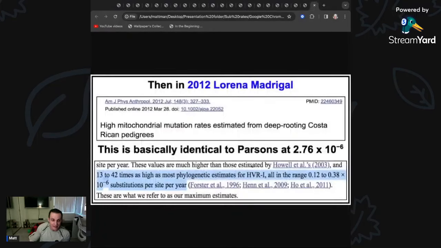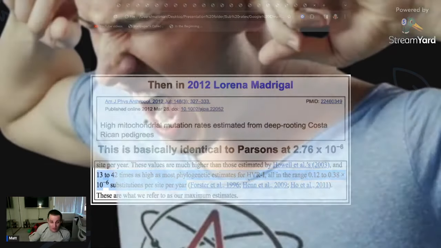So when we see these admissions here, that it's 13 to 42 times higher than their estimates of that particular region based on the fossil record, which is also a slower region, as you guys saw earlier, then what does that tell you about the faster region of HVR2? And it's just that much more devastating to them.